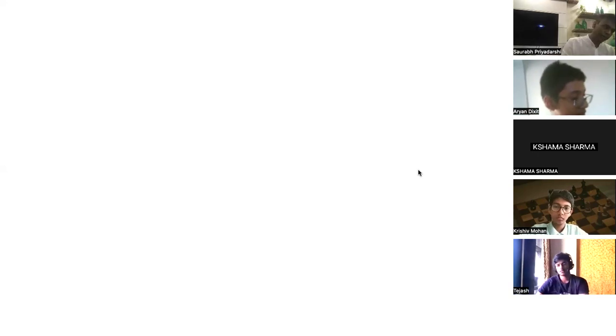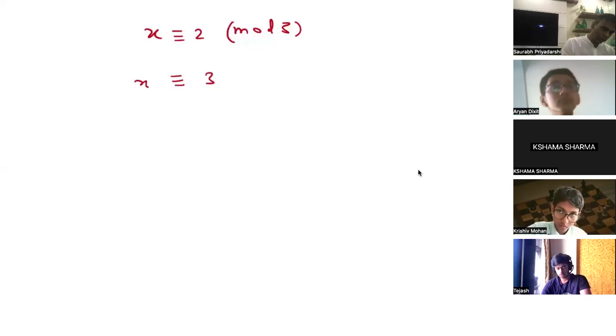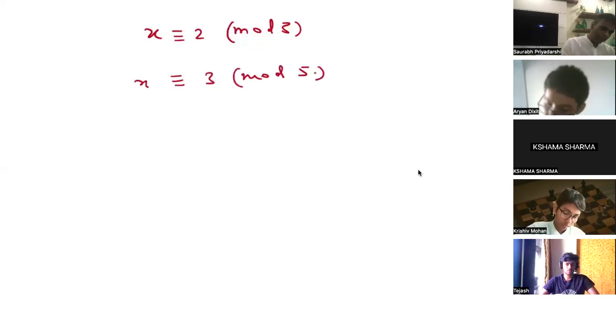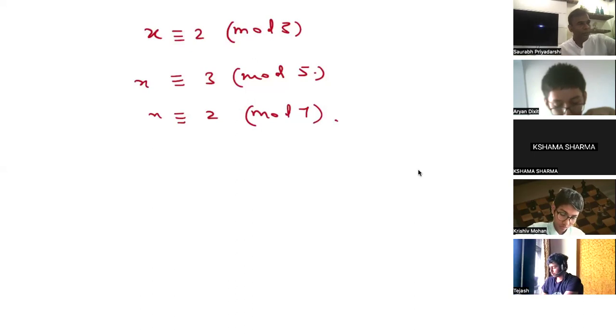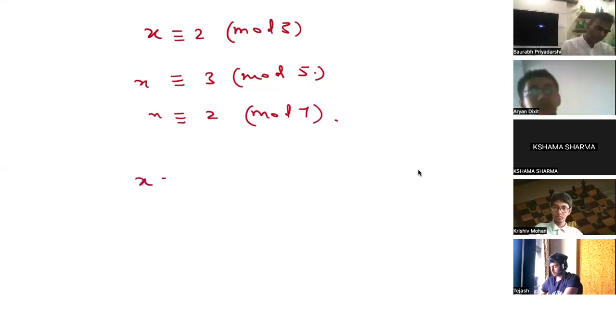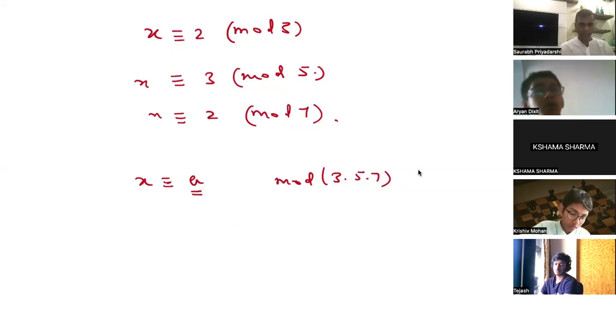If it is given that x ≡ 2 mod 3, x ≡ 3 mod 5, and x ≡ 2 mod 7, then I have to find x. When x is divided by 3 into 5 into 7, some remainder we are getting. So we need this remainder when we are dividing by 3, 5, and 7. So how to find this?